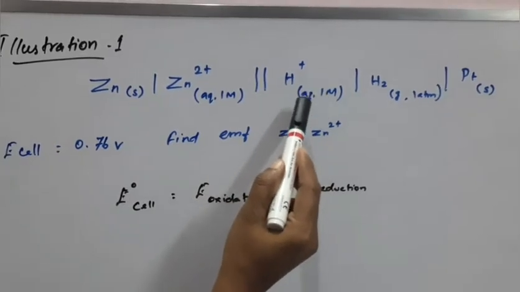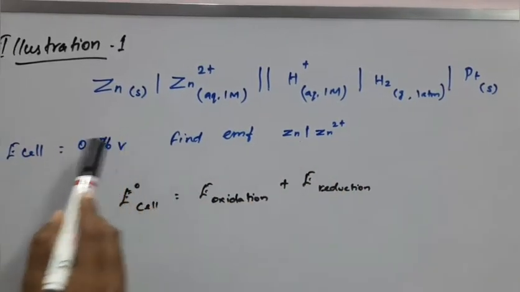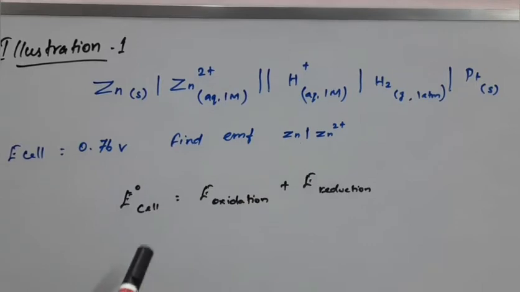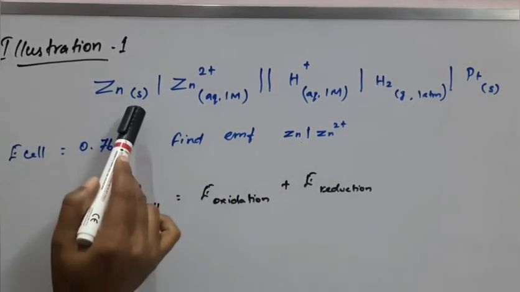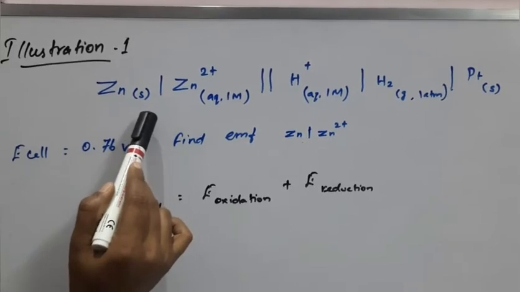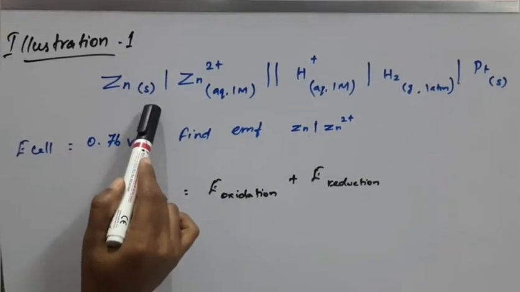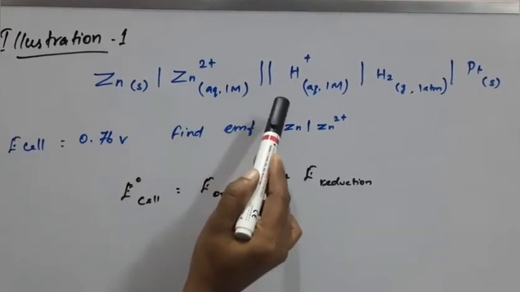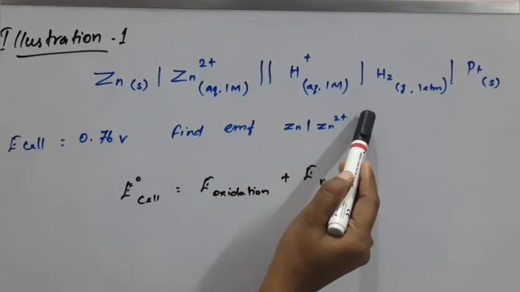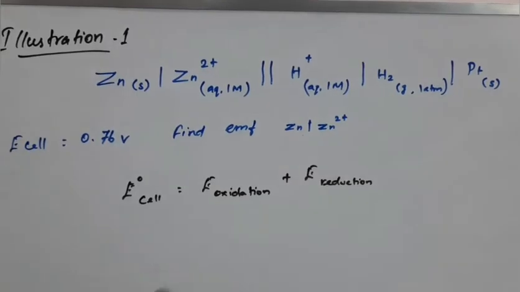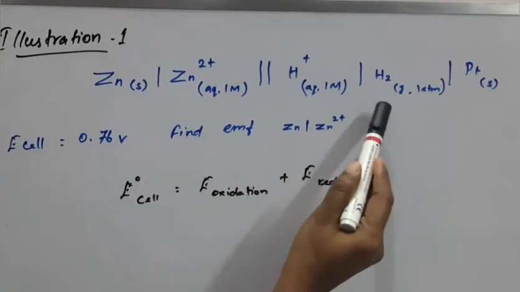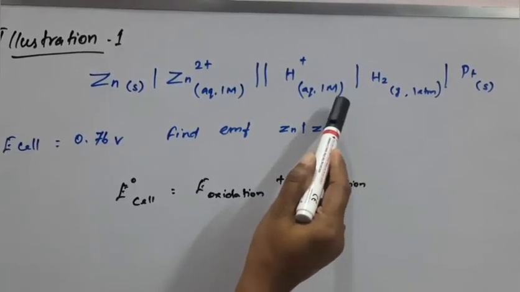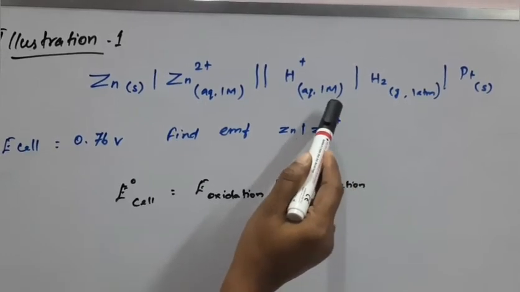This is the SHE, the standard hydrogen electrode. See here, the cell value is given as 0.76. Find the EMF of Zn, Zn2 plus, that is the oxidation reaction. Use the ABC rule: A for left hand side, that is anode, which undergoes oxidation reactions; across the salt bridge, the right hand side is always the cathode, where reduction reactions take place. Here the cathode has the reference electrode, the standard hydrogen electrode, and its volt is 0 volt.